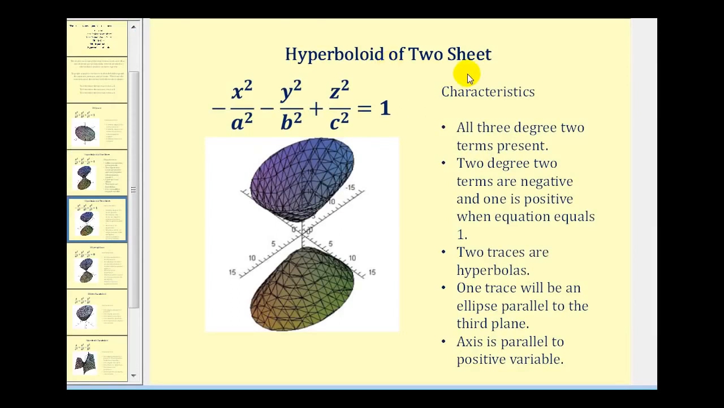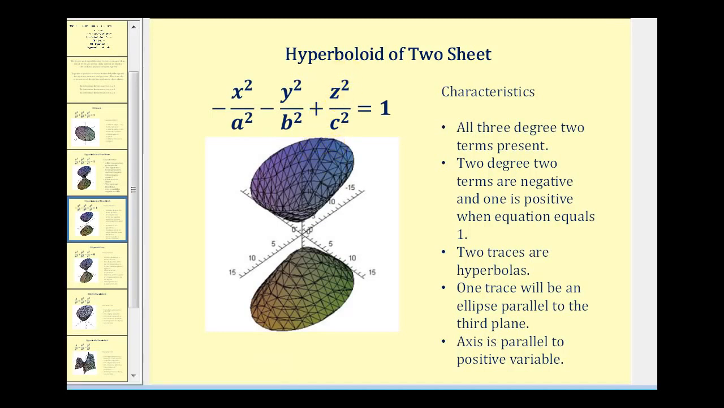Let's take a look at the hyperboloid of 2 sheets. Notice all 3 degree 2 terms are present, but now 2 of the degree 2 terms are negative and only 1 is positive when the equation is equal to positive 1. So if we have 2 negative terms, it's going to be a hyperboloid of 2 sheets. And again, we have 2 traces that are hyperbolas and 1 trace that is an ellipse. Now the elliptical trace may not be in the exact plane, but it will be parallel to the 3rd plane. And the axis will be parallel to the positive term, meaning in this case the axis is parallel to the z-axis because the z term is positive.